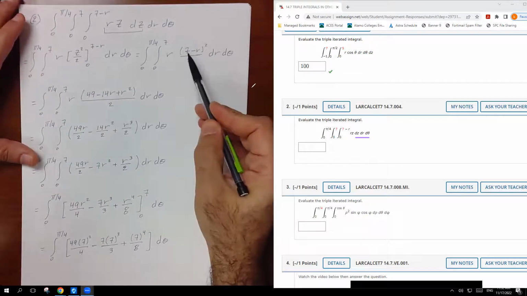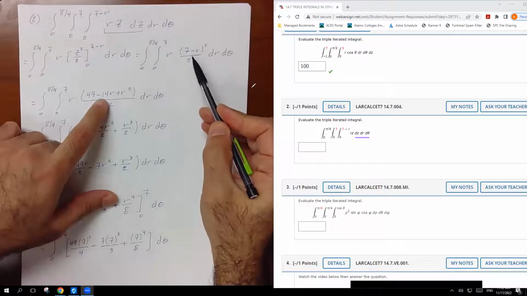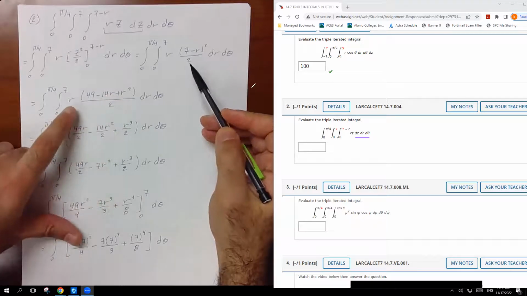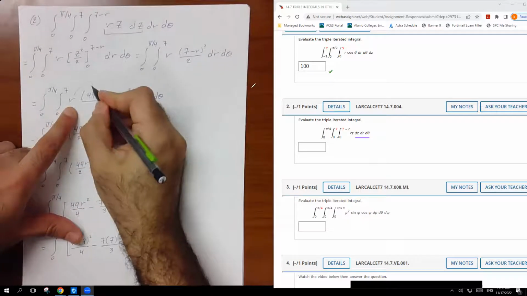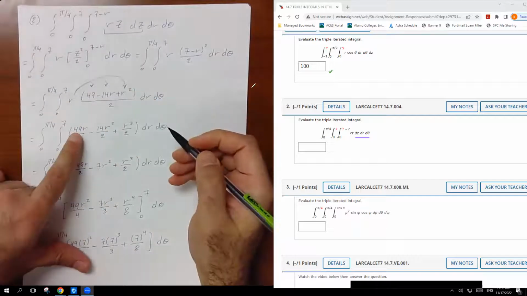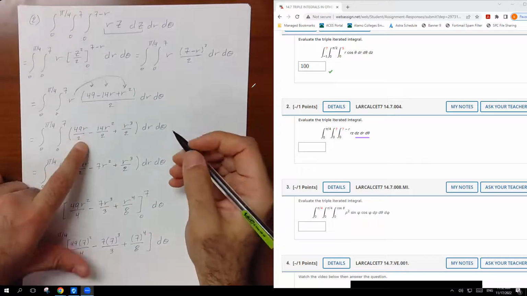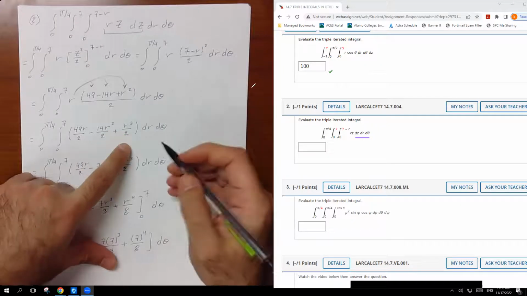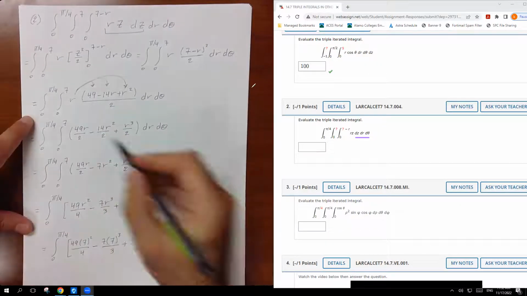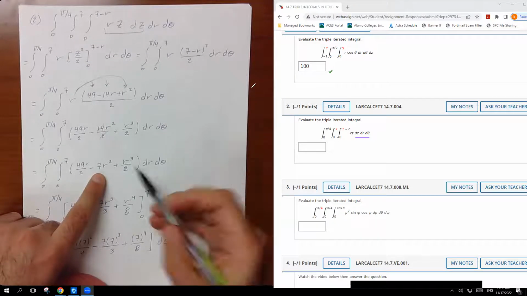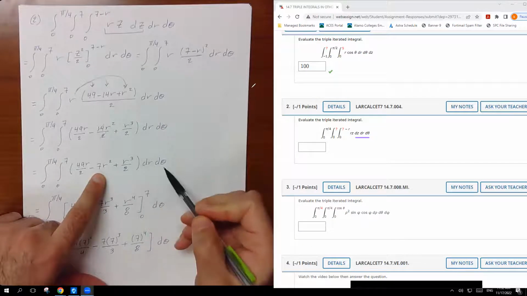Now I need to simplify this one. FOIL this part: 49 minus 14r plus r squared, over 2. Then I'm going to distribute the r. So it's going to be 49r over 2 minus 14 over 2 r squared plus r cubed over 2. Then you can simplify this one. It's going to be 49r over 2 minus 7r squared plus r cubed over 2, dr d theta.